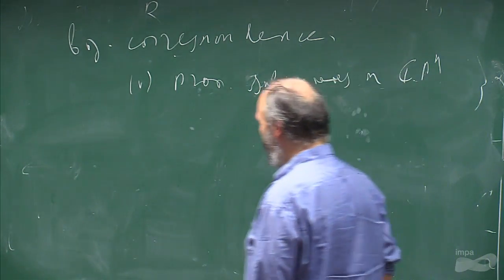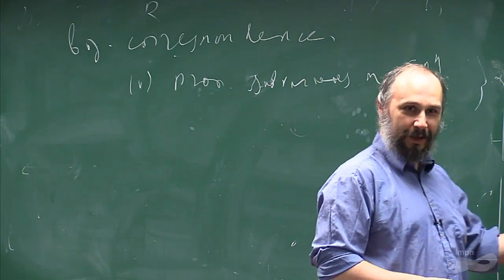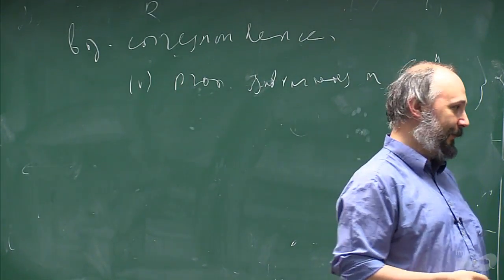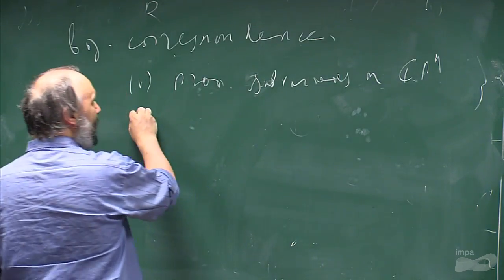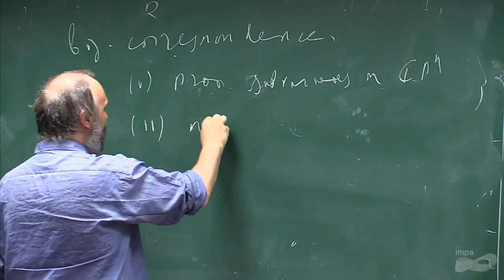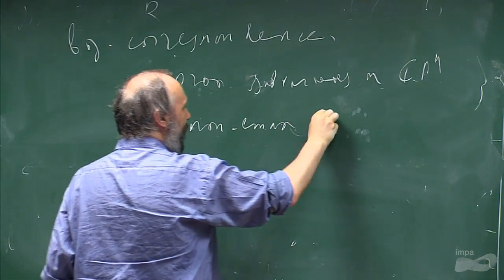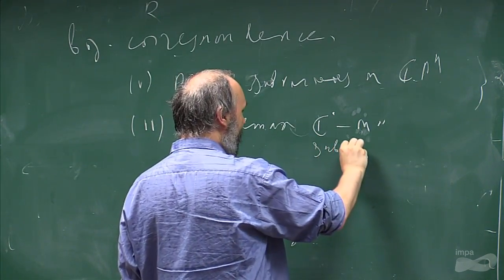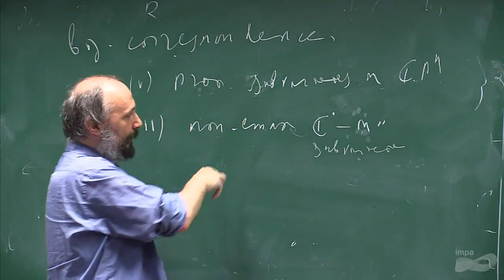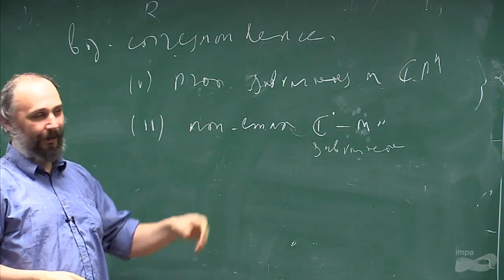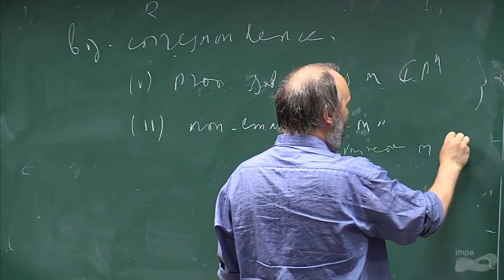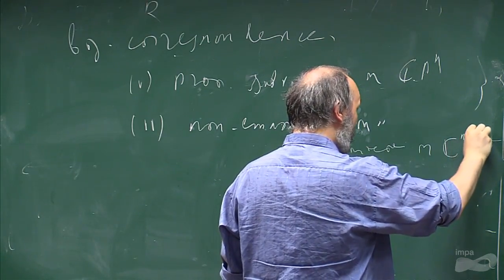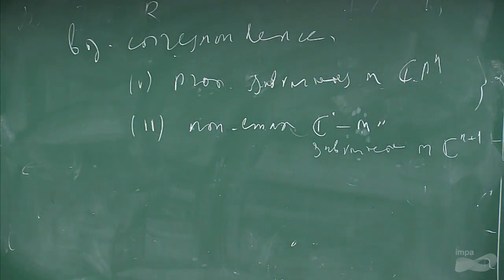Non-empty because when you do Hilbert Nullstellensatz, your ideal can be everything, so you can't have empty sets. So this is the same as non-empty C star invariant subvarieties. Even if this is empty, you have to add 0 here. Subvarieties in C^(n+1). And the third notion, which is equivalent, is graded ideals, radical graded ideals.